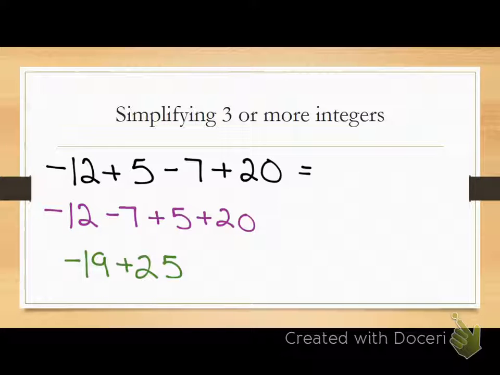Now, do I have same sign or different? Different. So I subtract and keep, or take. Yeah, subtract and take. What do I get? 6. Positive or negative? Positive. Why? 25 is bigger and it's positive.